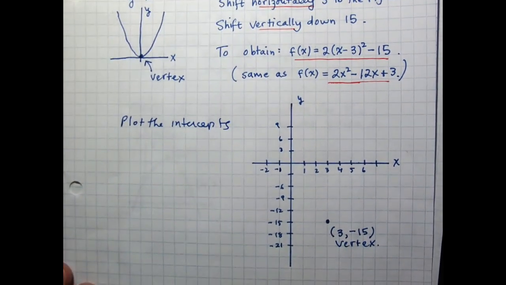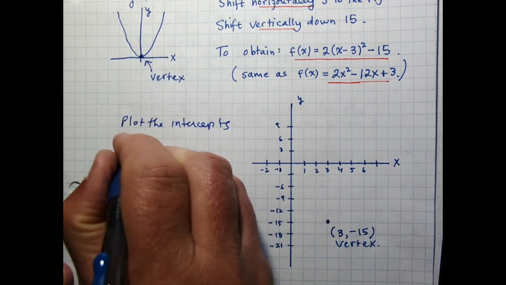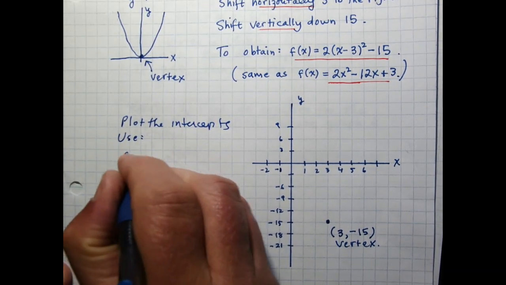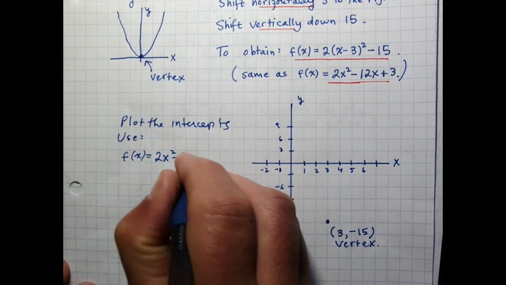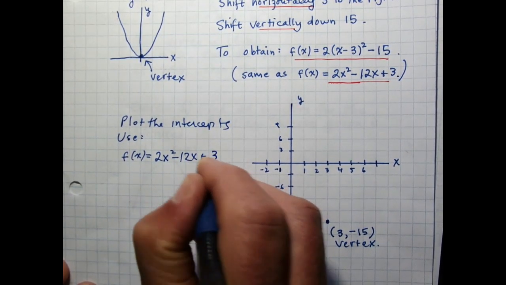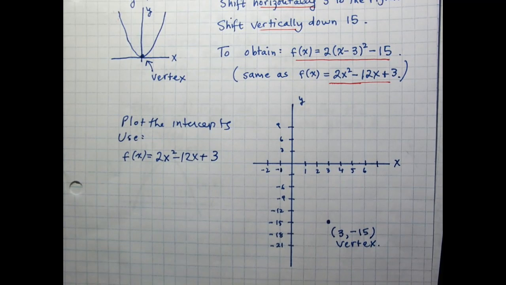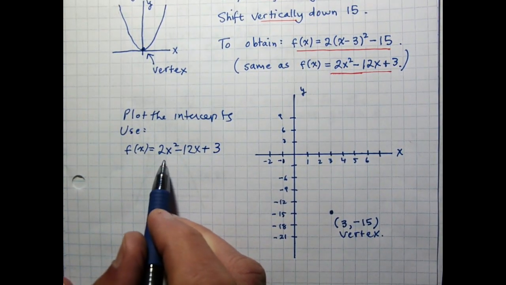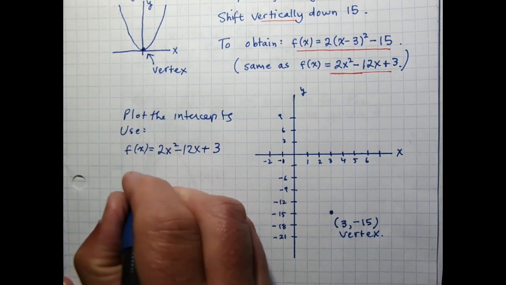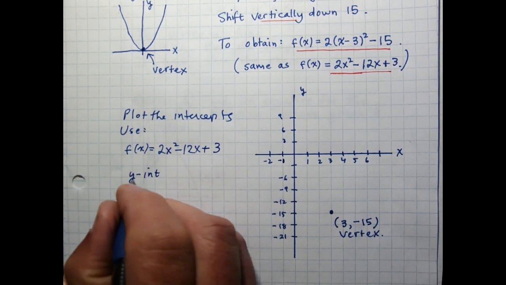And to do that, I'm going to go back to the original form we had. I'm going to use f of x equals 2x squared minus 12x plus 3. So I'm not going to rely on that standard transformation. I could, but it's a little bit easier here to find the intercepts from this form. So since we have it, let's go ahead and do it.